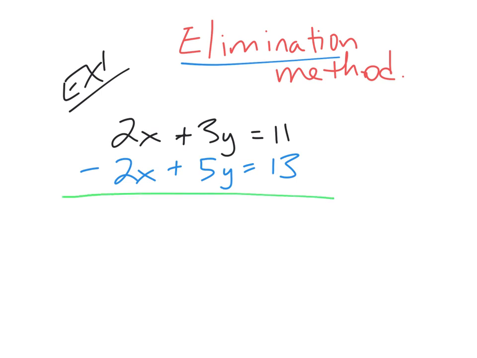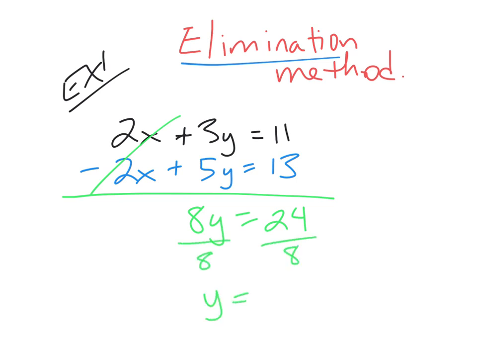So essentially, I'm going to add going down. 2x minus 2x is just gone, so that cancels. Then I have 5 plus 3, which is 8y equals, and then 13 plus 11, which is 24. So I've eliminated the x. Now I can just solve for y. How do I get y by itself? Divide both sides by 8. What's 24 divided by 8? 3. Okay, so now we know my y value is 3.